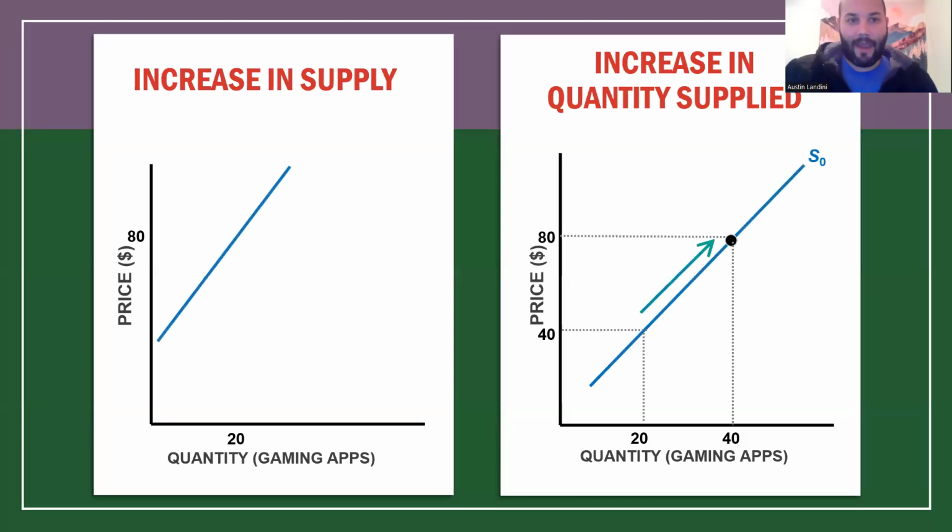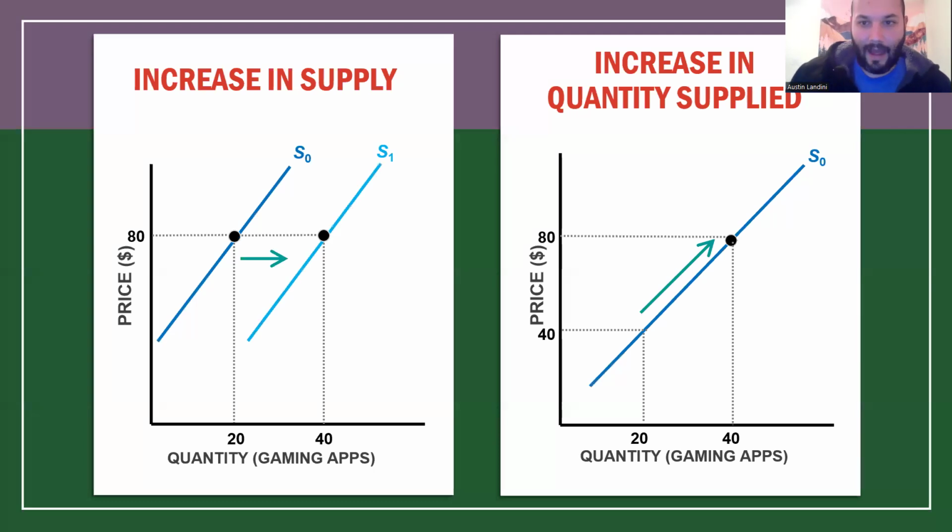And then we can have a shift in supply versus an increase in quantity supplied. So once again, if our price changes, that's just going to shift us to a different spot along the supply curve. This is showing us that at a price of $40, there are fewer people willing to supply gaming apps than at a price of $80. The quantity supplied is higher at higher prices.